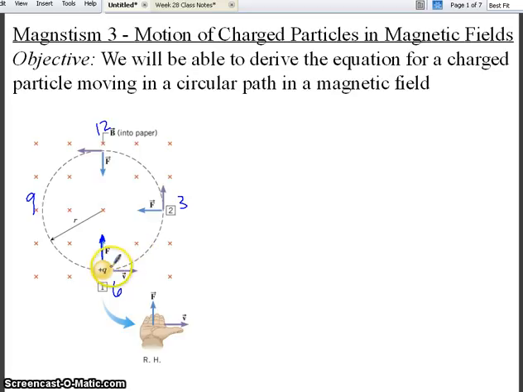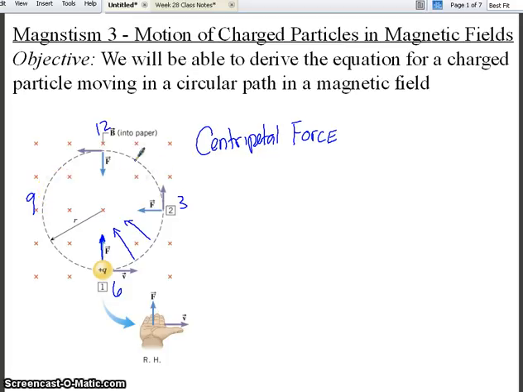And if we did the right-hand rule, anywhere along this path, we would see the force is constantly pushing towards the center. So if we did it at the 3 o'clock position here, right-hand rule, it would be pushing towards the middle. 12 o'clock position, it would be pushing towards the middle. And as you know, a force directed towards the center of a circle is a centripetal force. So, when a charged particle is in a magnetic field, it will go in a circle continuously.